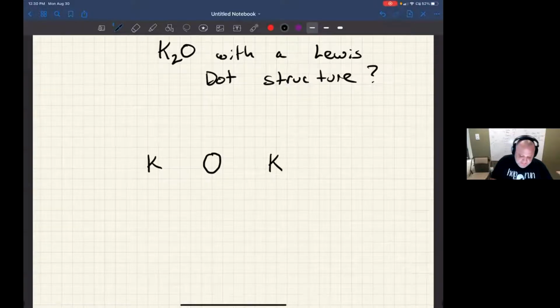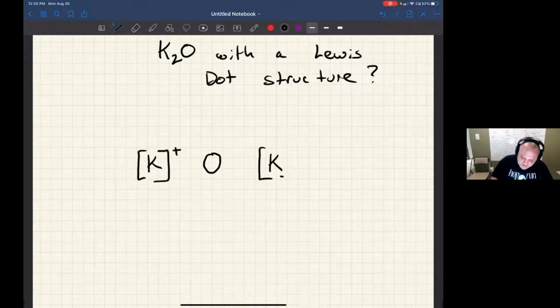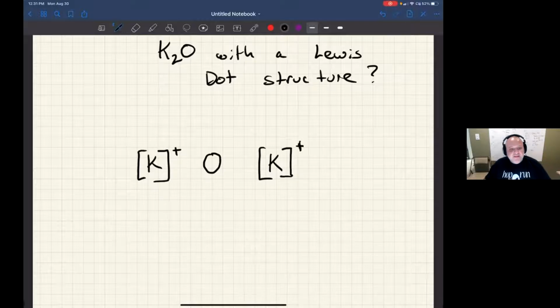And so let's think about potassium first. Potassium would have one valence electron. It's in group one, but it loses an electron to become potassium ion. And so the Lewis dot structure for potassium ion is simply K with a bracket. And remember, we use brackets anytime something is charged.